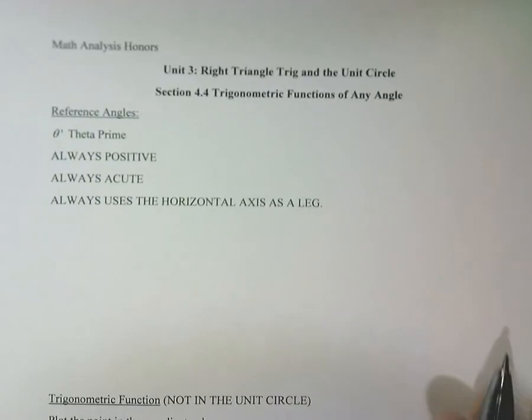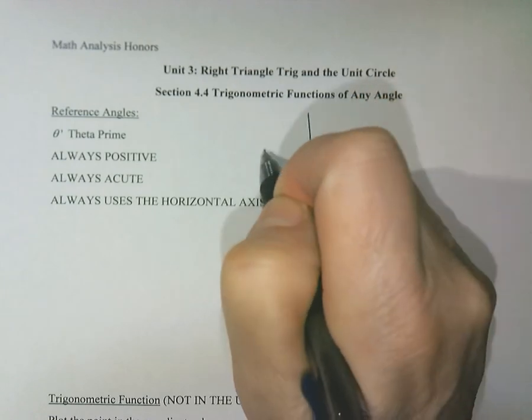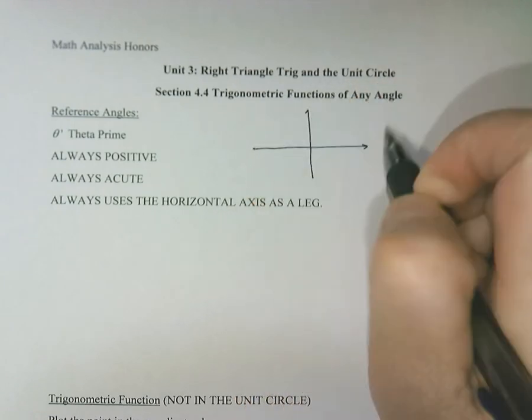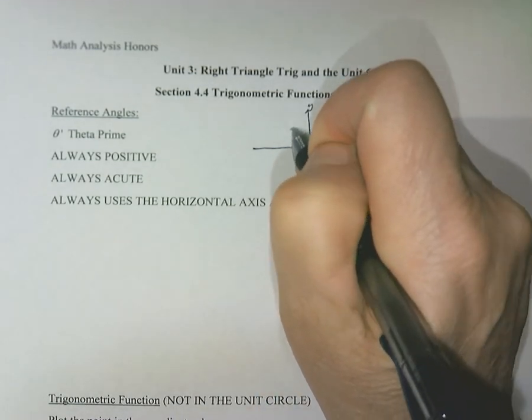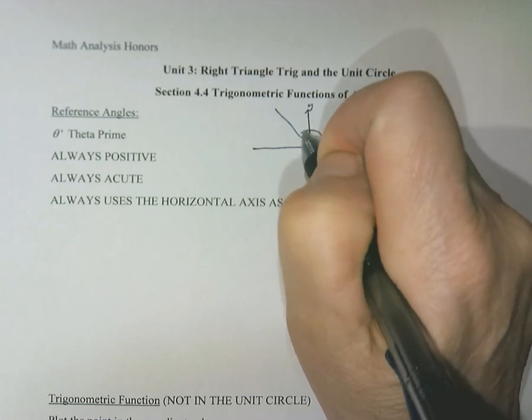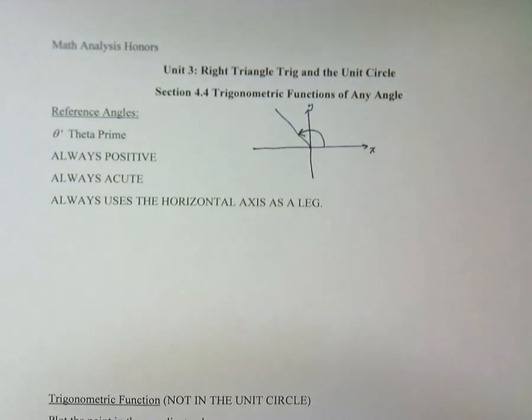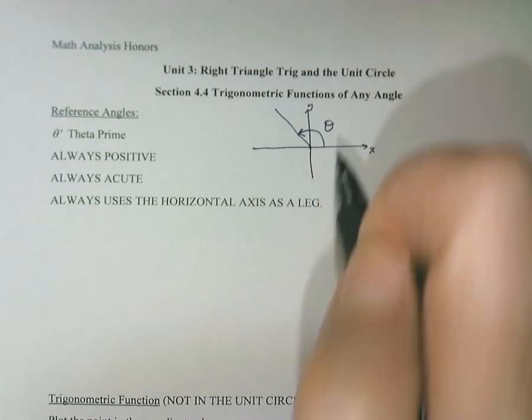If I were to draw an angle in standard position, I always have to include my XY axis. I don't care if you label them or not. I'm just going to arbitrarily draw an angle. Here's the terminal side, so here's the angle. Remember, the arrow has to show direction. So this is my angle theta.